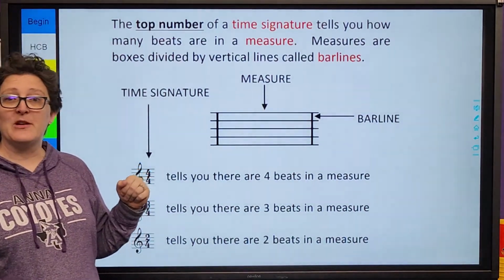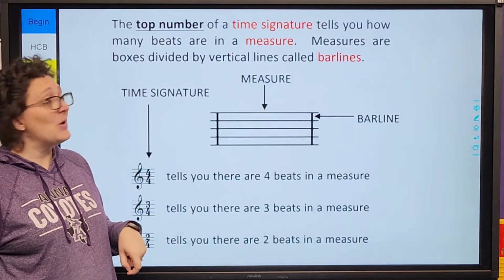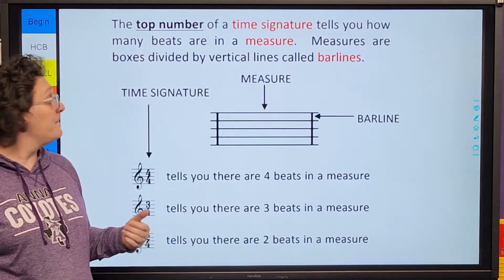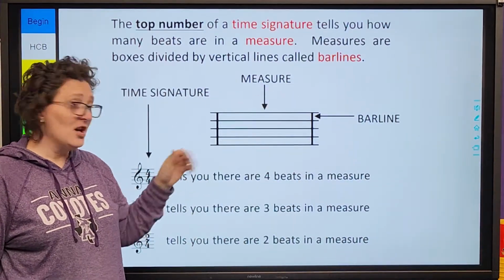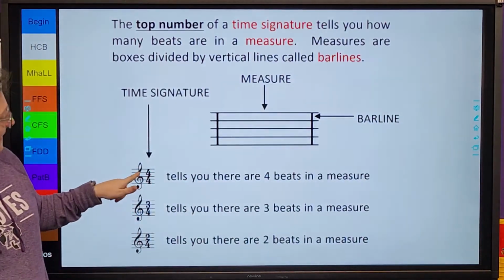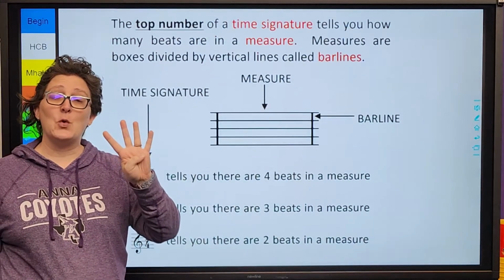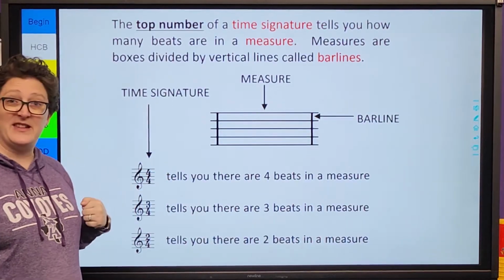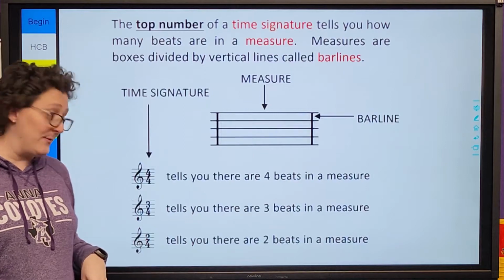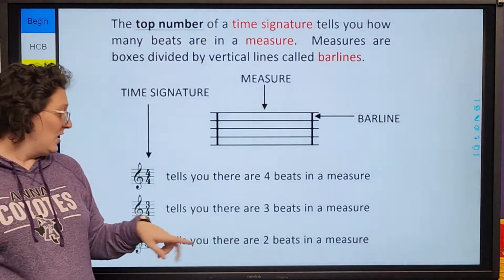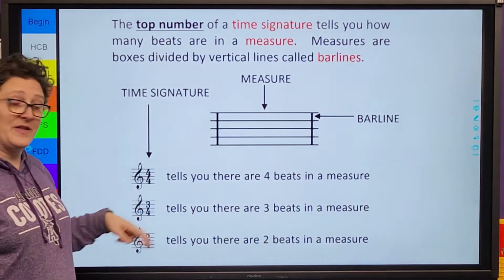The top number of a time signature, which is this symbol right here, tells you how many beats are in a measure. Measures are boxes divided by vertical lines called bar lines. The top number tells you that there are 4 beats in this measure because it has a 4. This one has a 3, so there are 3 beats in that measure, and this one has a 2. So there would be 2 beats in the measure if it said 2 at the top.